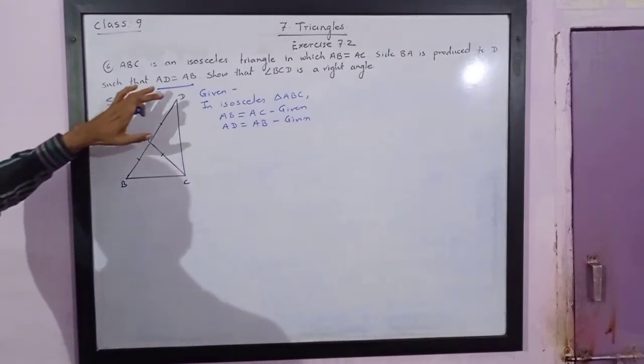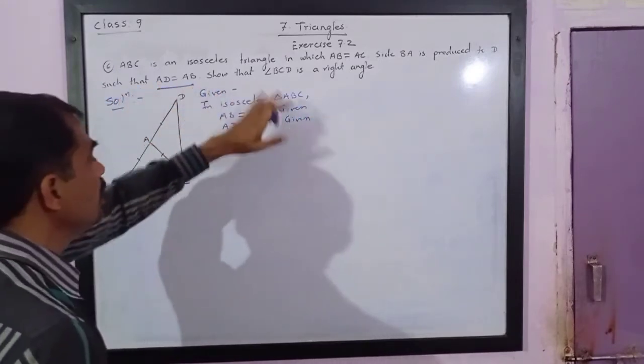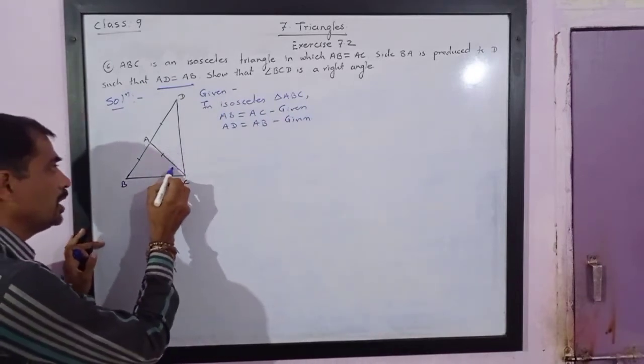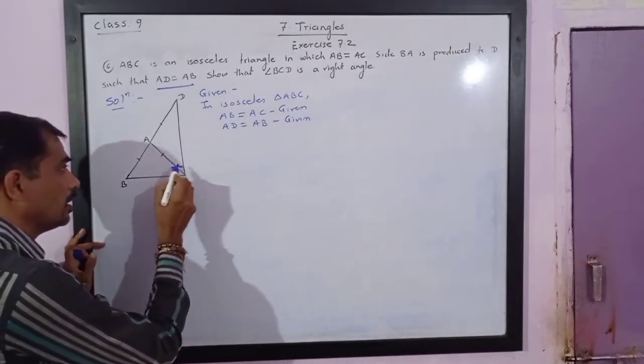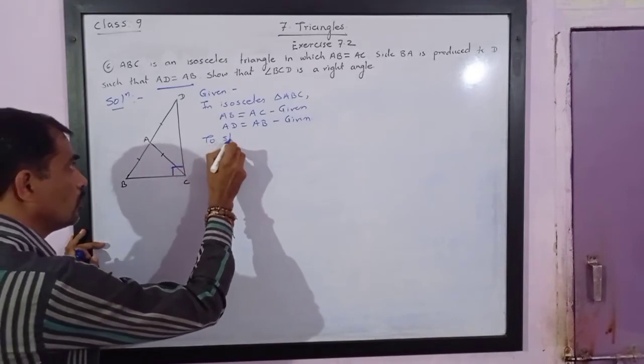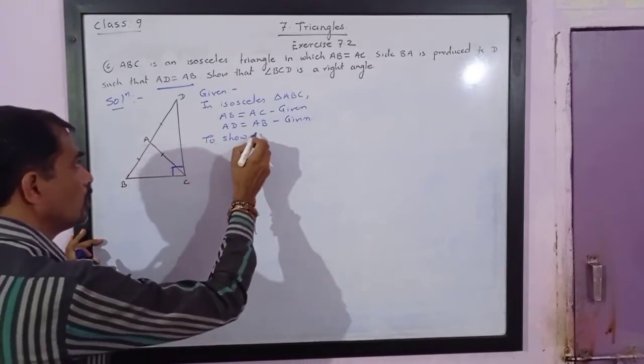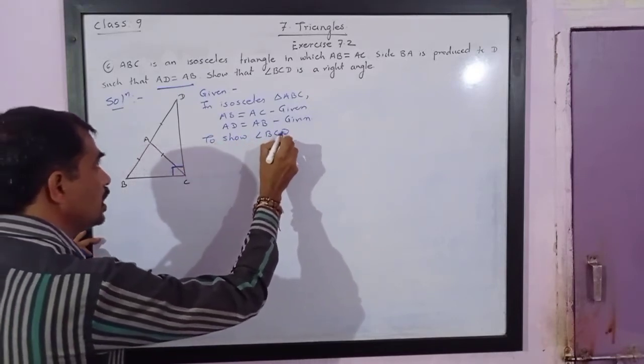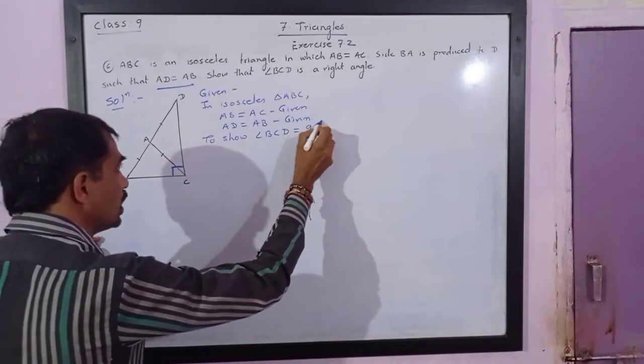And we have to show that angle BCD, that is this total angle BCD, is a right angle. To show angle BCD is equal to 90 degrees.